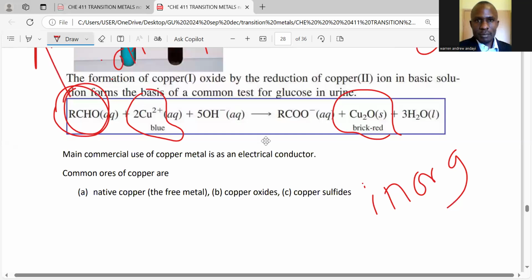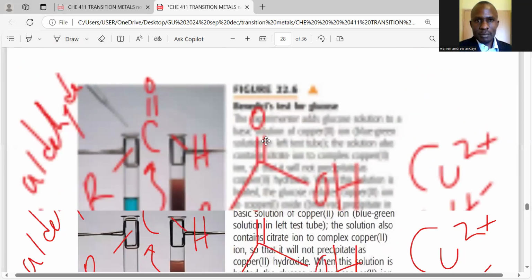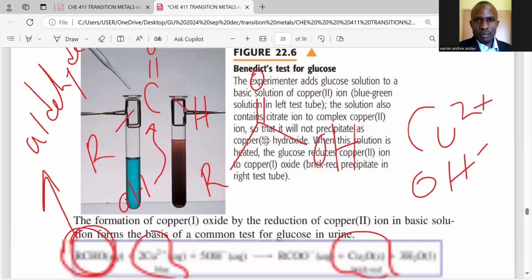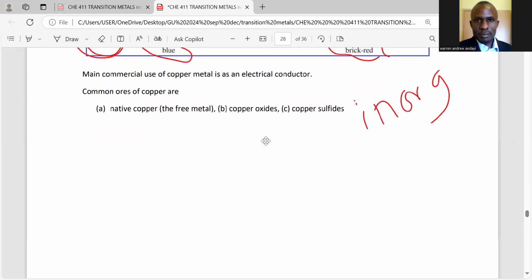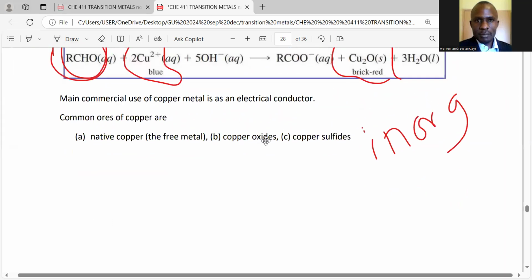Another use of copper, apart from testing for sugars: copper 2 is used for testing for sugars. Remember, this is Benedict's solution, so you can test for sugars using Benedict's solution, okay? Now, the other thing is that we can use copper as a metal for making conducting material.